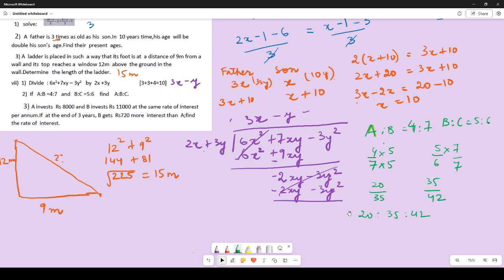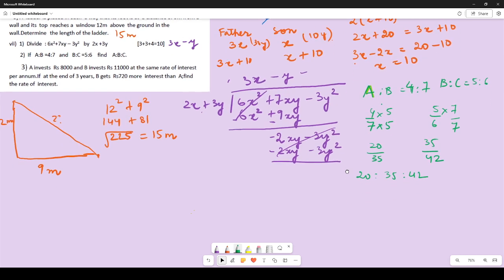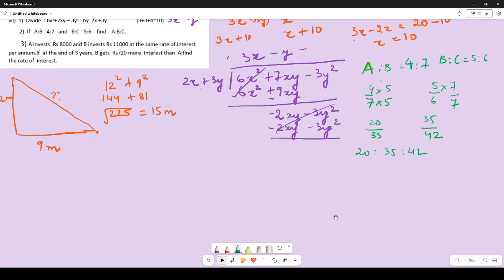Okay, now let us take up this very last question. A invests rupees 8,000. B invests rupees 11,000. And B gets 720 more interest on that. So time is 3 years. And we have to find the rate.